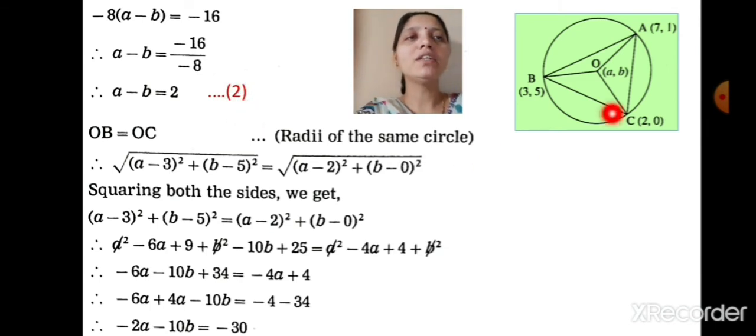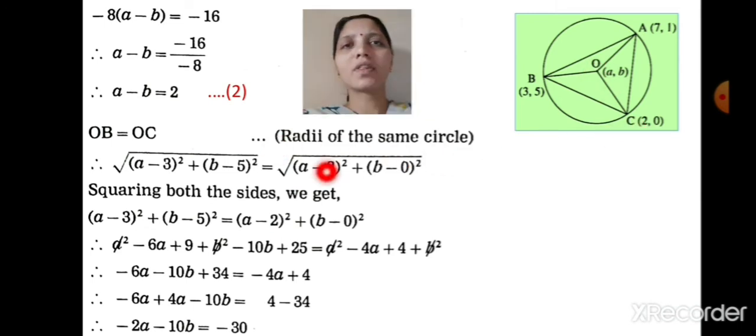Now you have to find distance of OB is equal to distance of OC. That is radii of the same circle. Again we have to write the distance formula and then we will substitute the values.